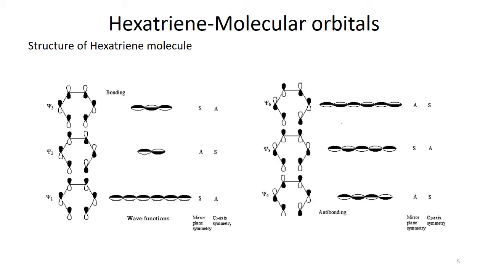Then we go to the next orbital, that is psi4. In psi4 there are supposed to be three nodes present.